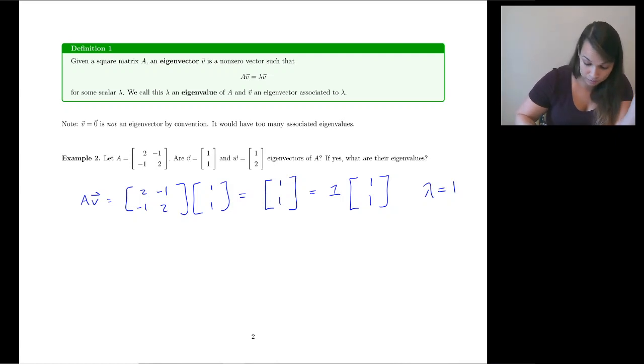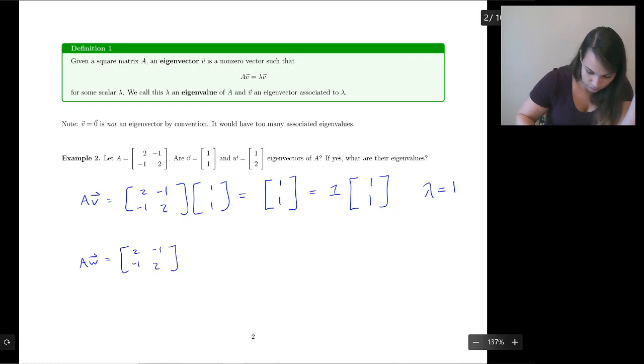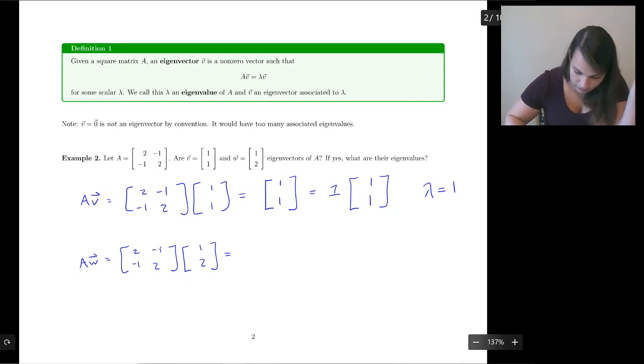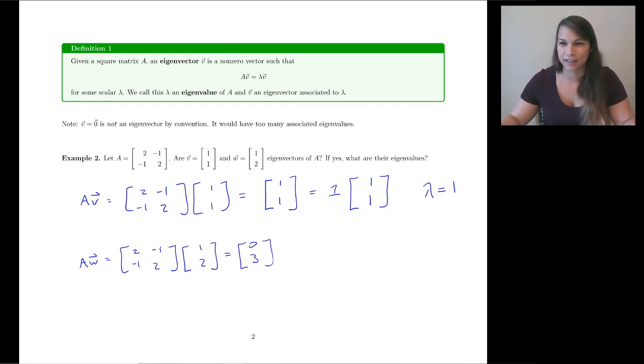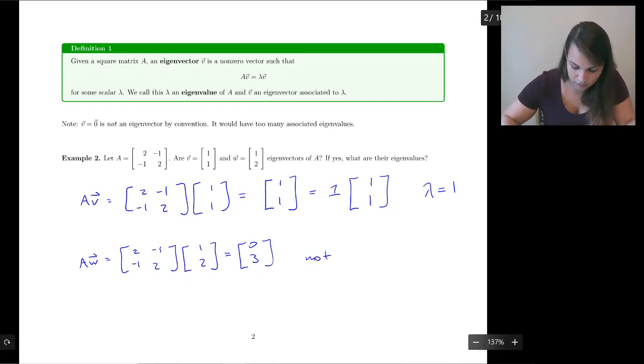Let's check w. So A times w is the matrix 2, negative 1, negative 1, 2 times 1, 2, and that's going to be 0, 3. It's pretty easy to see that no matter what number you multiply this result by, you're not going to get the vector 1, 2 back. So w is not an eigenvector.